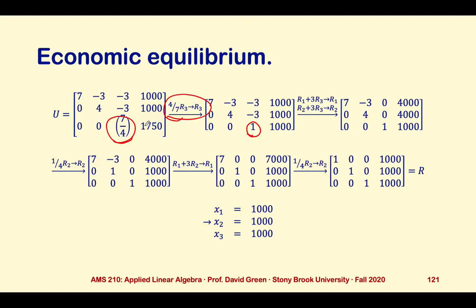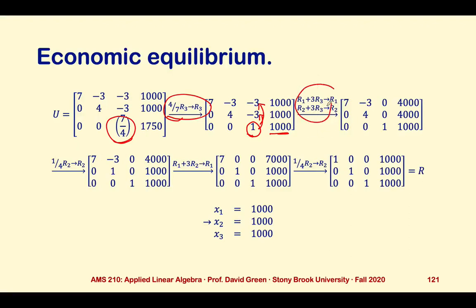You might not immediately think that multiplying this by a fraction with 7 would give us a nice clean number, but 1750 is just 7 times 250. So when we divide by 7, we get 250. Multiply by 4, we get 1,000. Nice simple result. Once we've done that scaling, we can use that entry as a pivot to eliminate upwards. We do this by adding 3 times the third row to each of these.